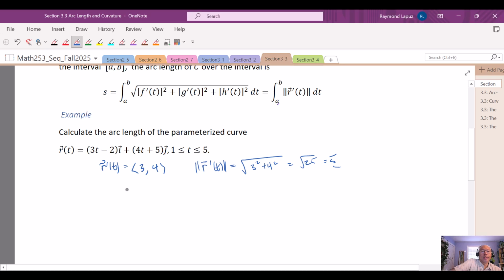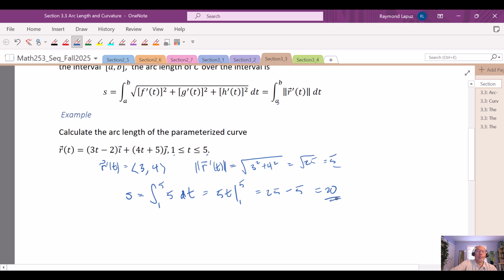And so we do the integral for the arc length. We'll call it S, and that is the integral from 1 to 5, because those are the limits they give us, of the magnitude of r prime of t, which we found to be 5, dt. So a nice simple integral: 5t from 1 to 5. We put 5 in there, then we put 1 in there, and we get 20. So the arc length here is going to be 20.